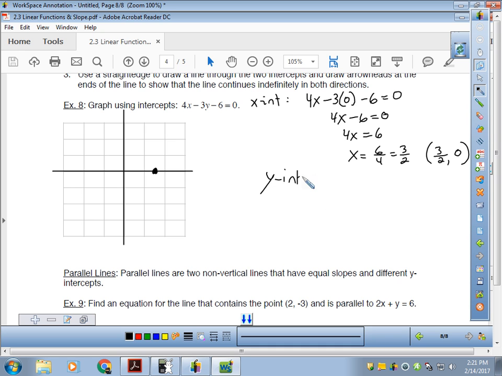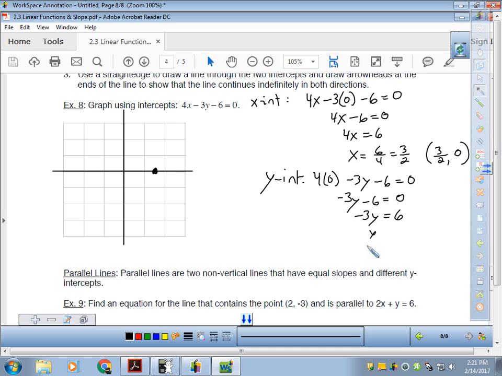All right, for y-intercept, we plug in 0 for the x. So we have 4 times 0 minus 3y minus 6 equals 0. 4 times 0, that's just going to go away. So we have minus 3y minus 6 equals 0. Add the 6 across. Negative 3y equals 6. And then divide both sides by negative 3. We get y equals negative 2. So 0, comma, negative 2 is our y-intercept. It would be down right there.